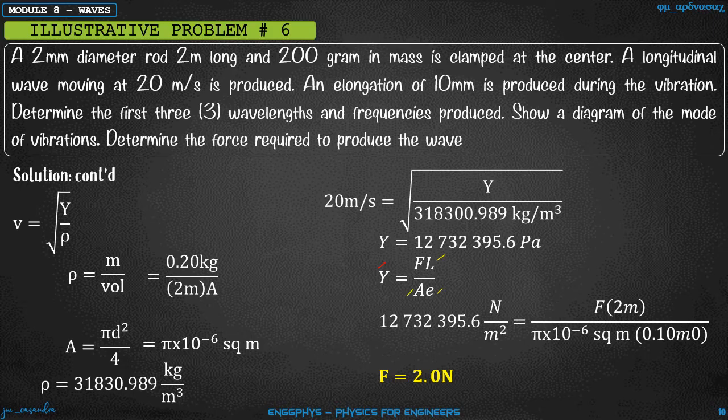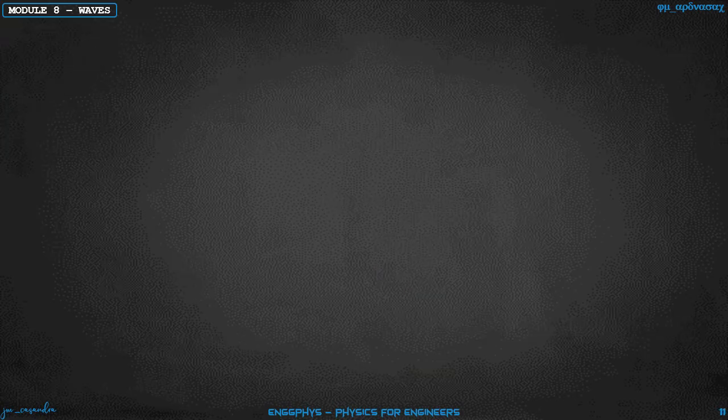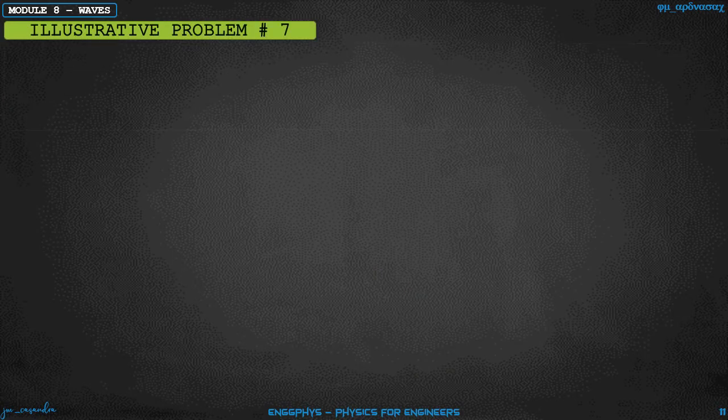Okay, if the diameter or the length of the rod changes, and also its mass changes and the material changes, then the force will also be varied. Okay? So basically, the speed of propagation would depend now on the material you are using. Okay? So, let's move to number 7 problem.